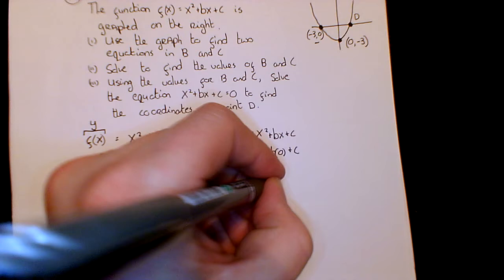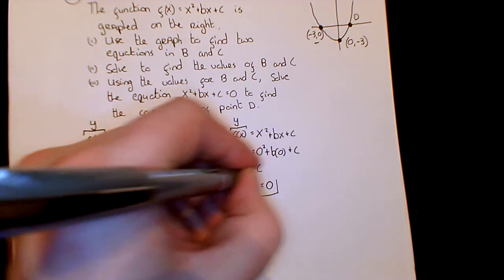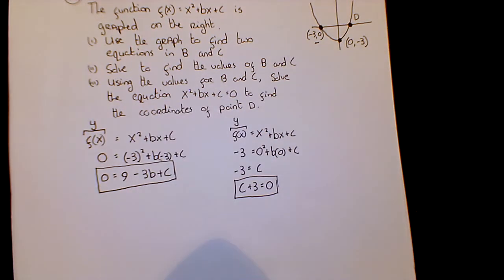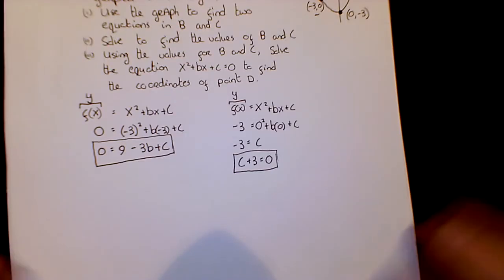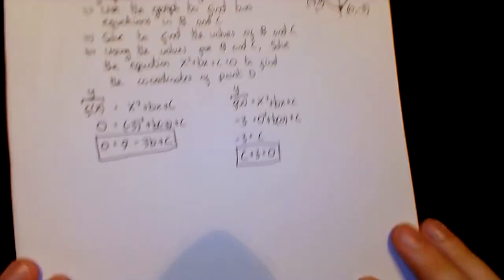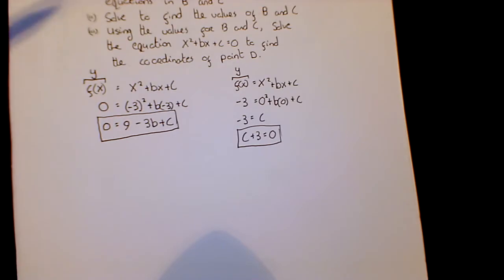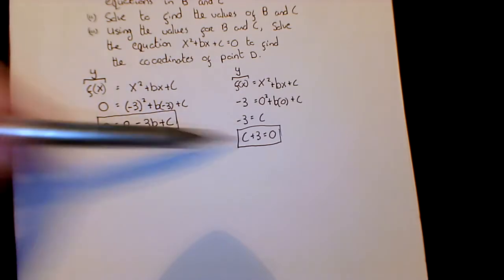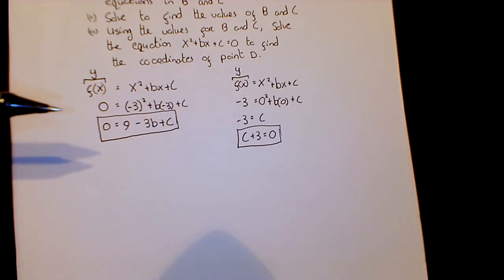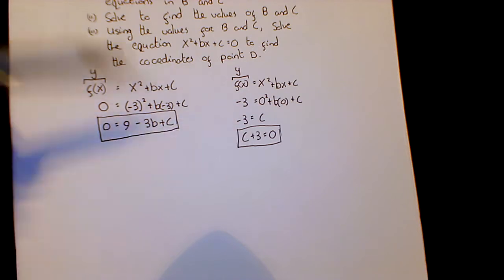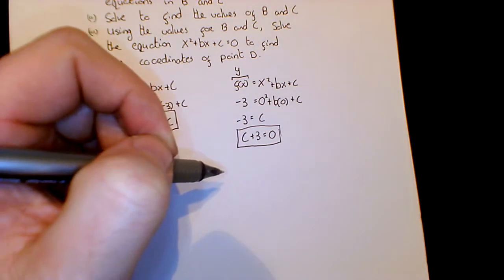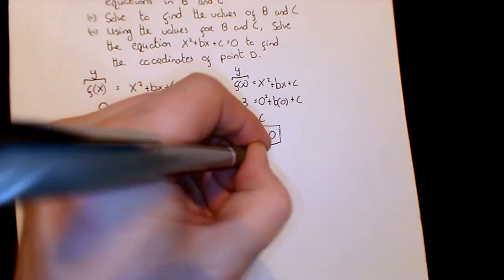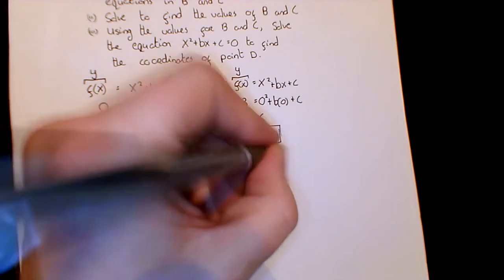Okay, so there's my two equations. The next thing they want me to do is to solve, so find the values of b and c. So we'll use these to find what c and b are. Let's start with this one, because this one's easy. C plus 3 is 0, so c then must equal minus 3.